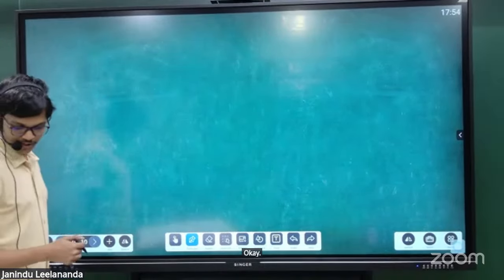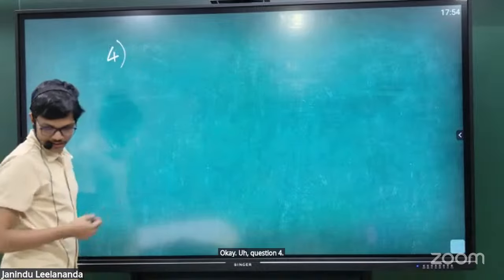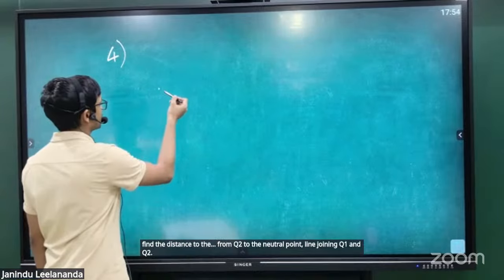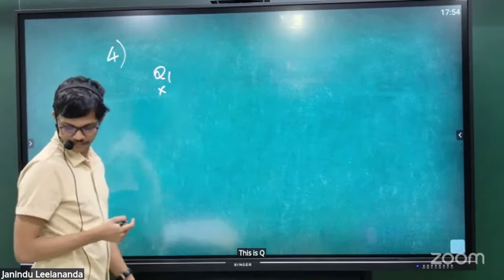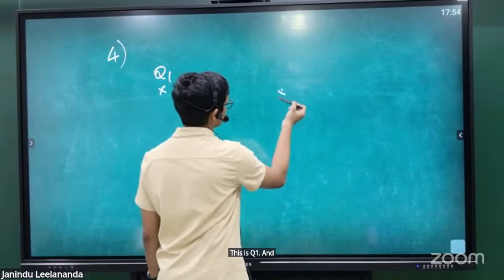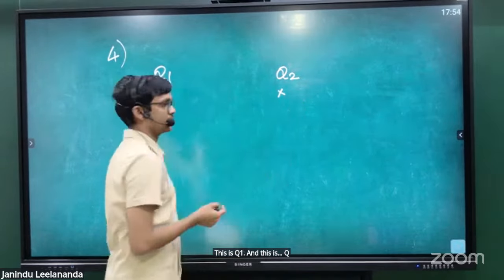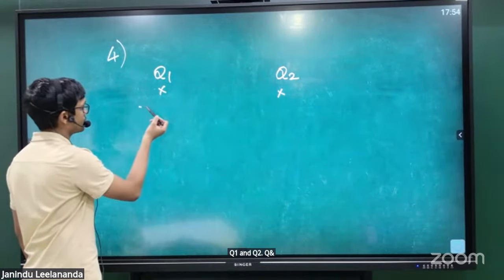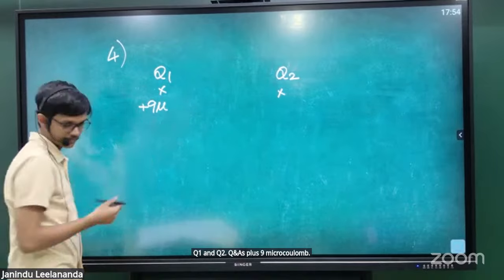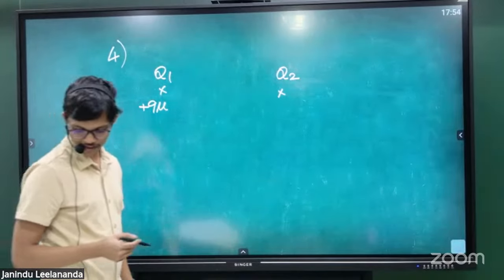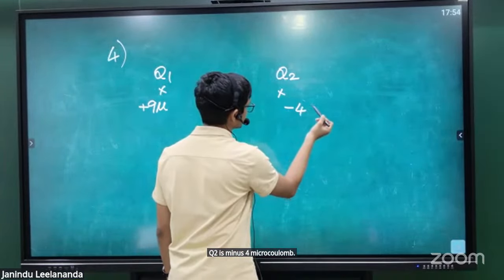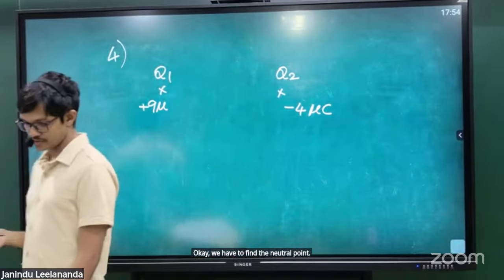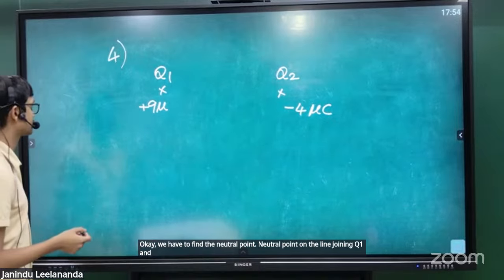Question 4. Find the distance from Q2 to the neutral point on the line joining Q1 and Q2. This is Q1 and this is Q2. Q1 is plus 9 microcoulomb. Q2 is minus 4 microcoulomb. We have to find the neutral point on the line joining Q1 and Q2.